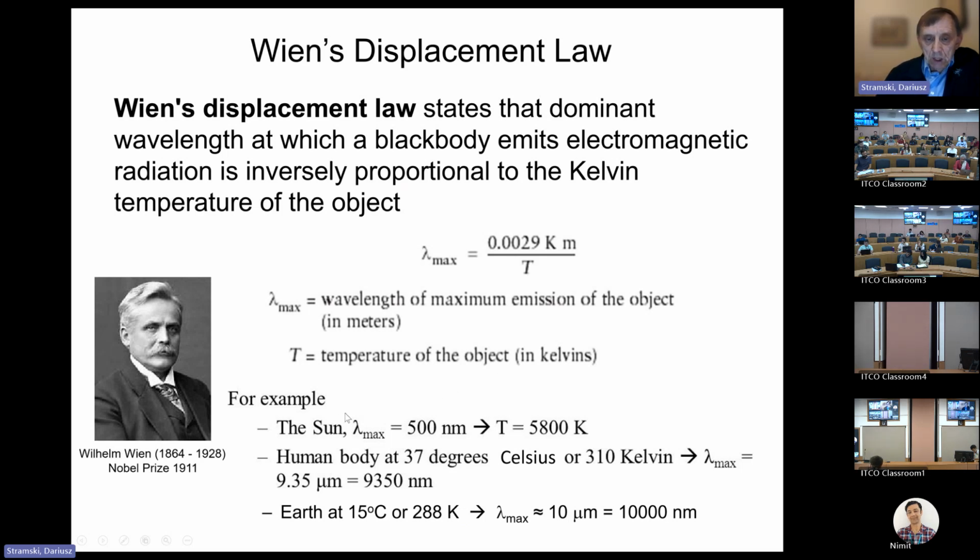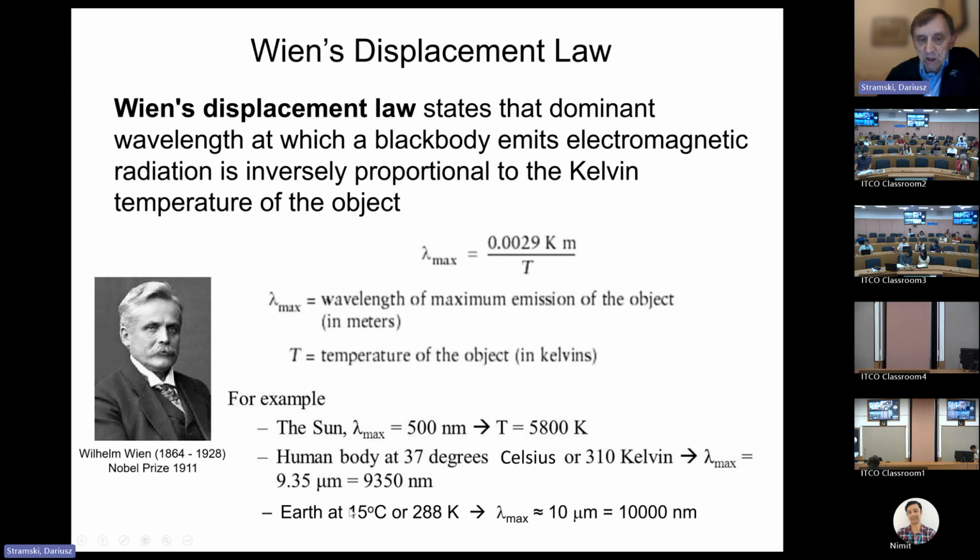For example, the sun has a lambda maximum around 500 nanometers because the outer layer of the sun's atmosphere, called the photosphere, is at a temperature of about 6,000 Kelvin, or maybe 5,800 Kelvin, something in that range. The human body at 37 degrees Celsius, or 310 Kelvin, emits radiation with a maximum at about 9,350 nanometers, or 9.35 microns.